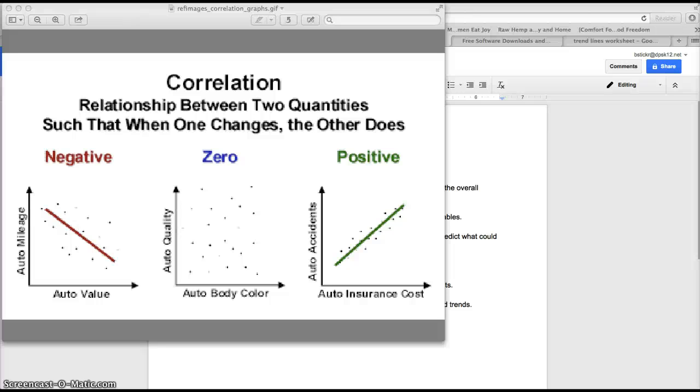So here's a discussion as to why trend lines are important when you're analyzing lab data. These trend lines pictured before you show you three types of relationships. The first one shows you a negative relationship in which the little dots represent data points.